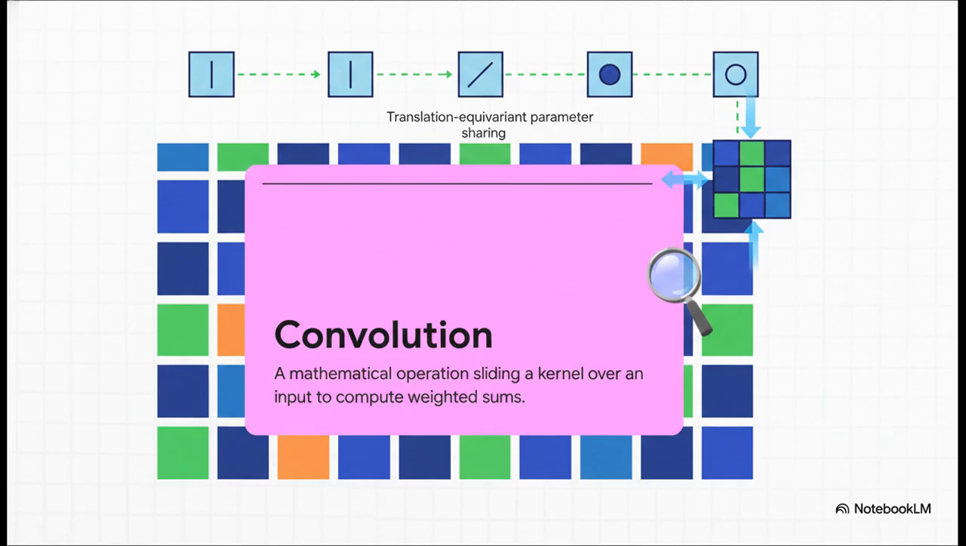Sounds like a mouthful, I know, but it just means that because the exact same kernel weights are reused everywhere it slides across an image, the network learns to recognize a specific feature, like, say, a vertical edge or shadow. And it recognizes it no matter where it pops up in the frame. You don't have to relearn what an edge looks like just because it's shifted over to the top left corner.